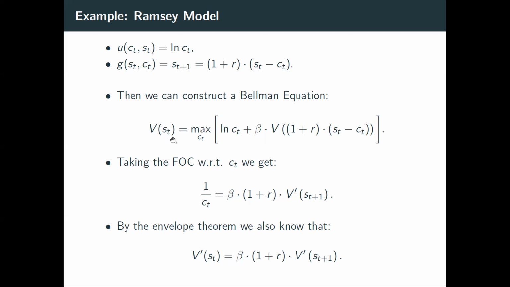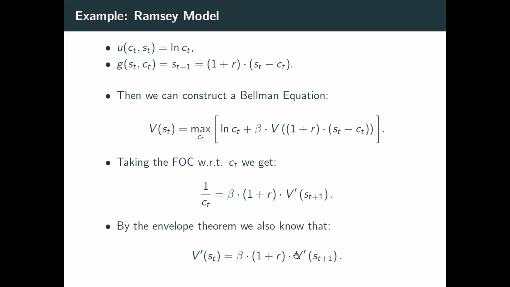So we differentiate with respect to ST. The left-hand side is trivial. The right-hand side, actually, this is 0. Here again, it's beta 1 plus R minus 1, and therefore it's, no, sorry. We differentiate with respect to ST. So it's beta 1 plus R.